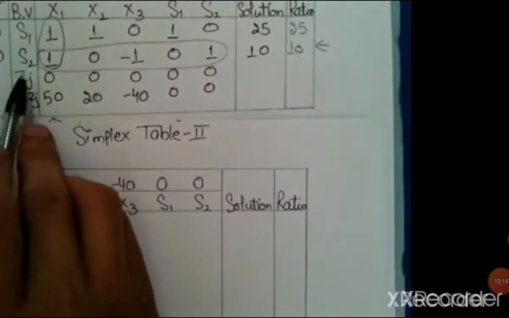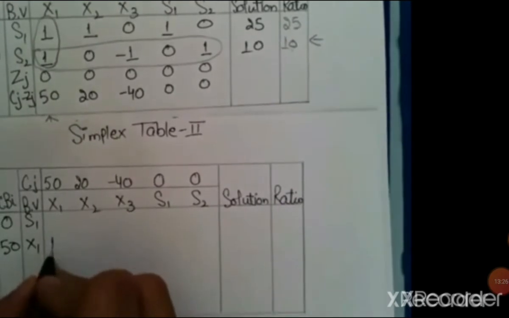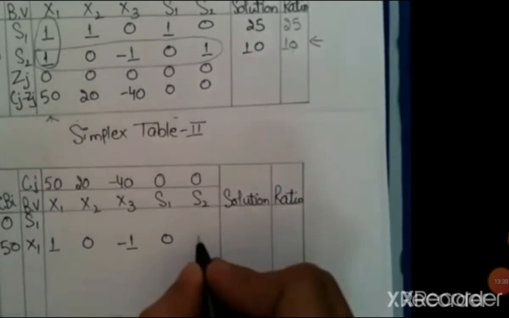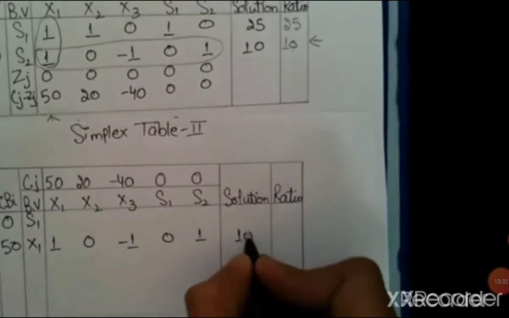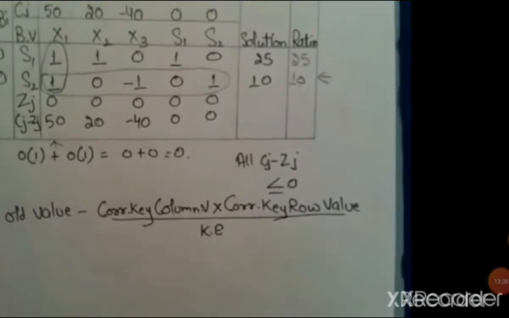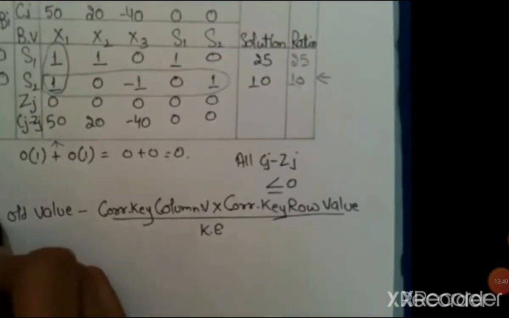Now here, as the key element is 1, keep the row as it is. There is no division required. Why? The key element should be 1 in the next table. So it is 1, so need not take any division.